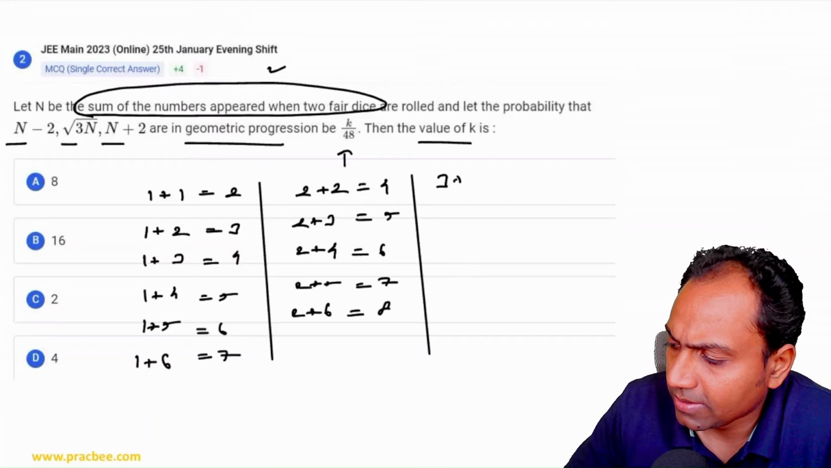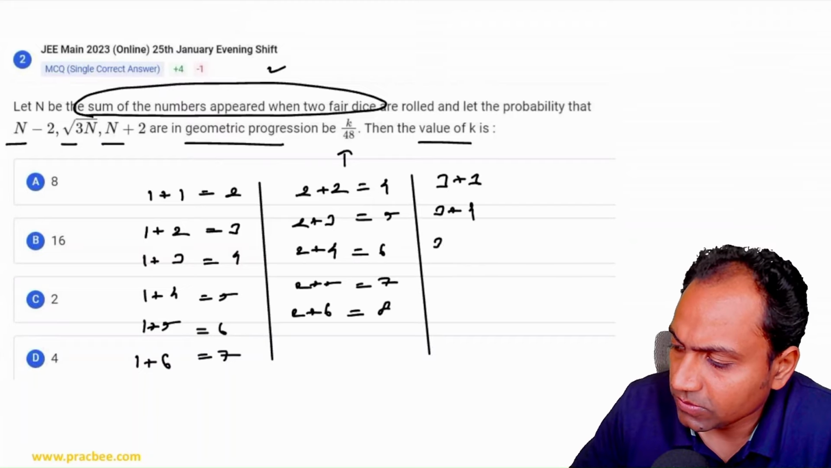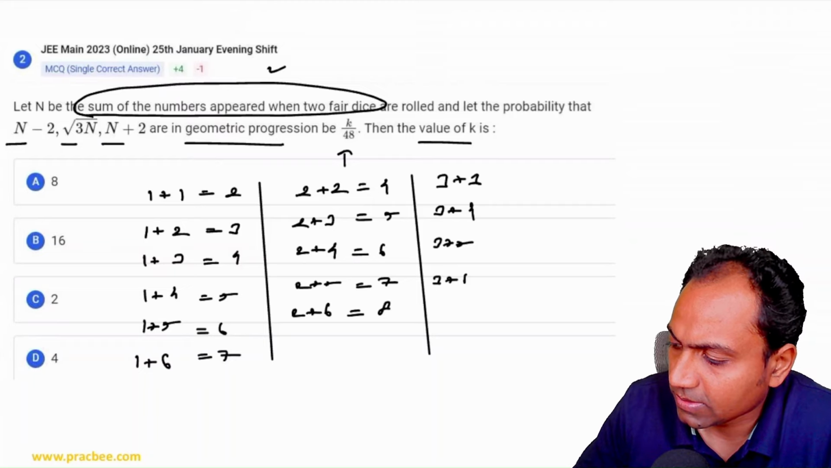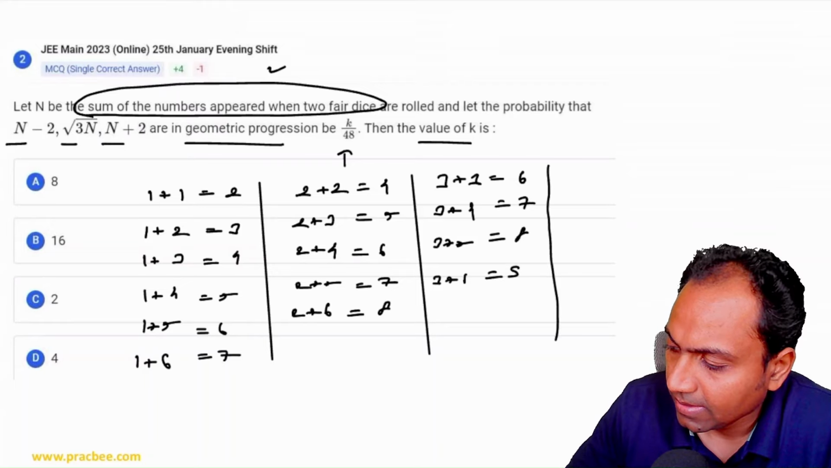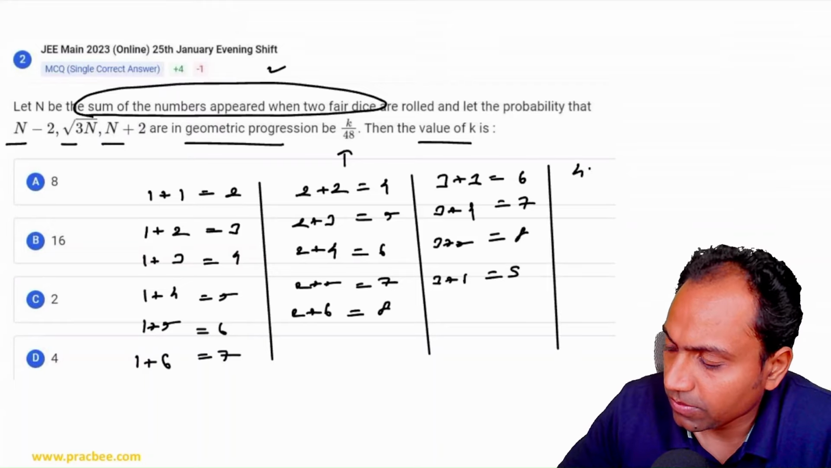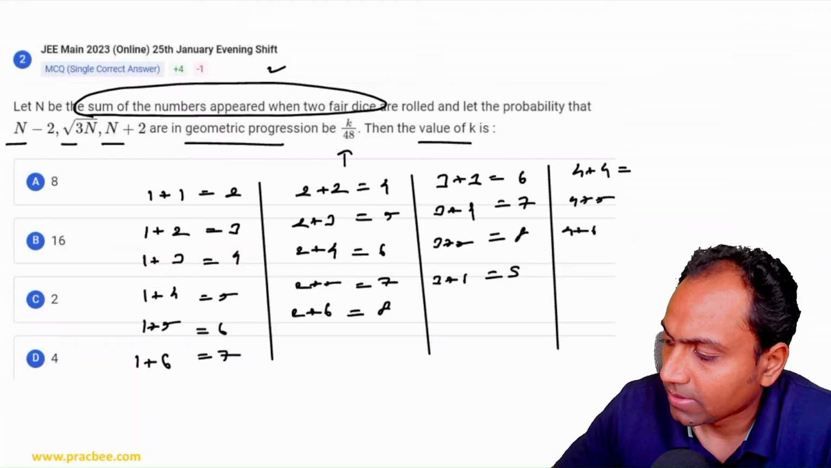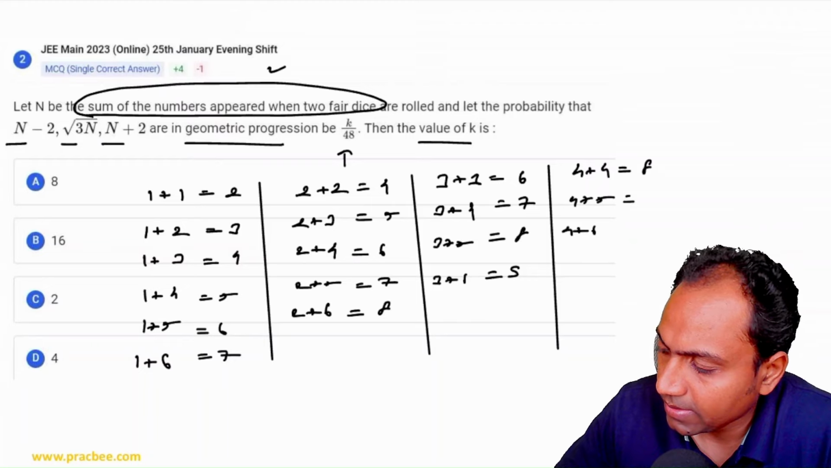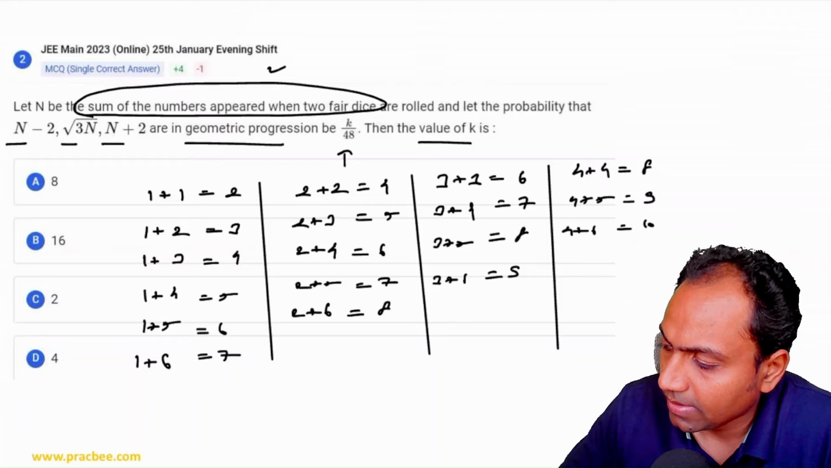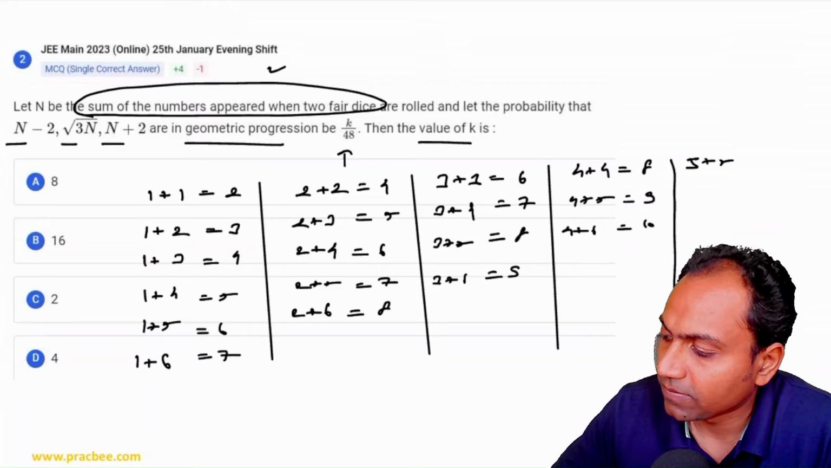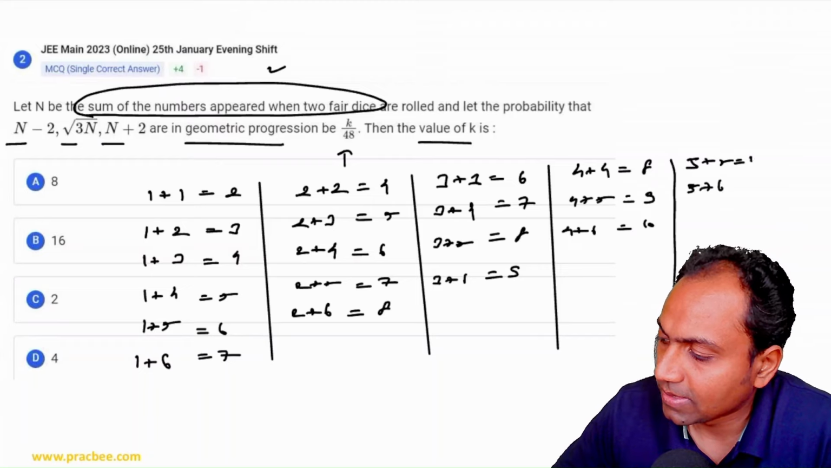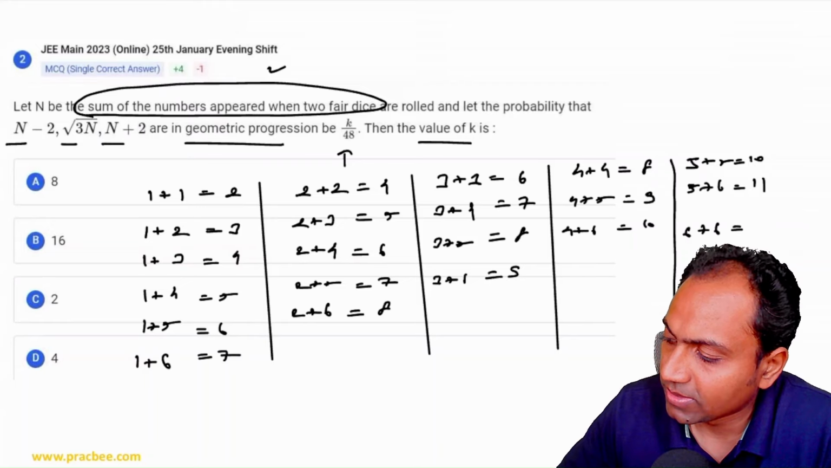And then 3 plus 3, 3 plus 4, 3 plus 5, 3 plus 6. So again what you are getting is 6, 7, 8 and 9. And then we can move towards 4 plus 4, 4 plus 5, 4 plus 6. This comes out to be 8, 9 and 10. Finally, 5 plus 5 and 5 plus 6. That comes out to be 10 and 11. And ultimately only one case is remaining, 6 plus 6, which is 12.